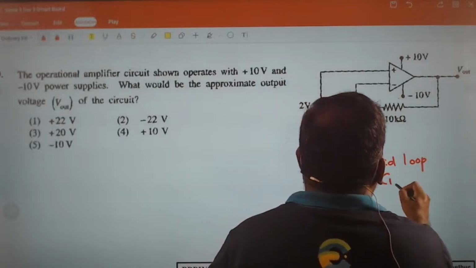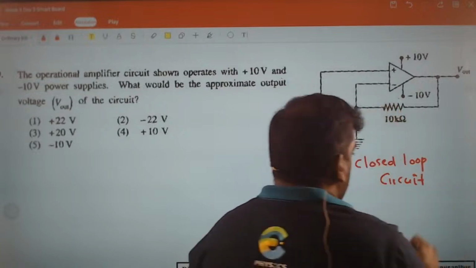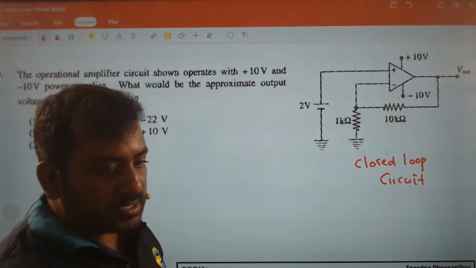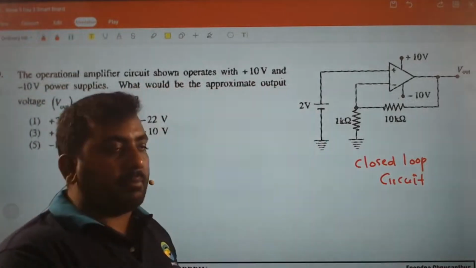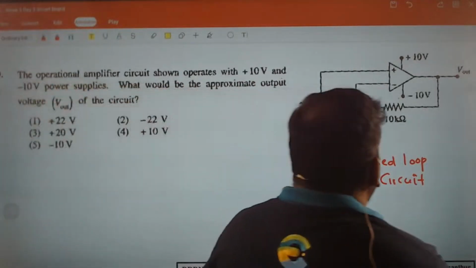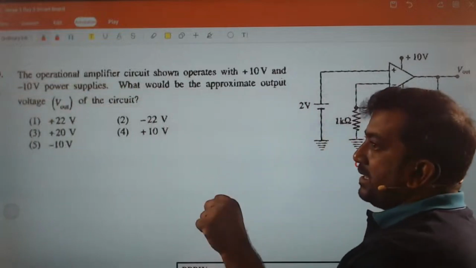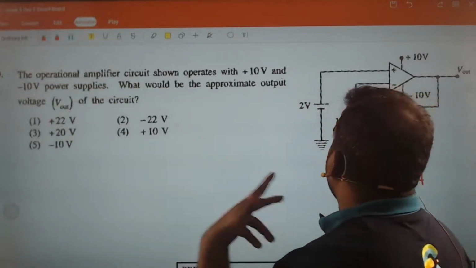Closed loop circuit means you use closed loop equations. That means golden rule number 1 and golden rule number 2 will come into play. Here the supply voltage is there, so whatever happens, the output can never be greater than the supply.